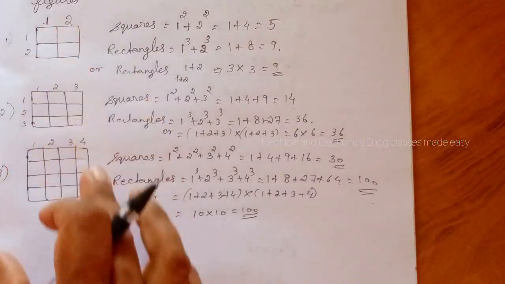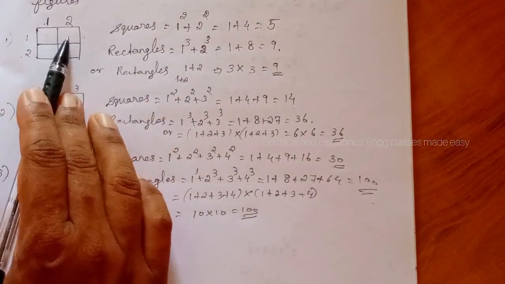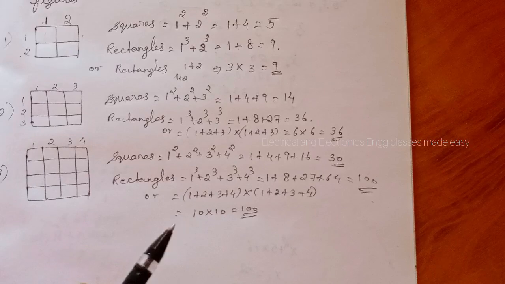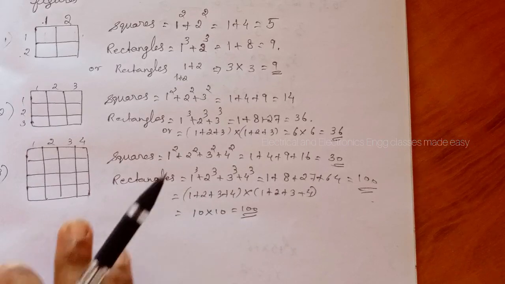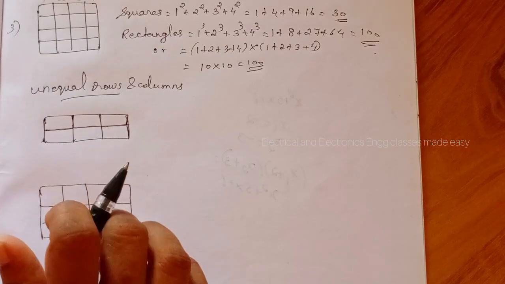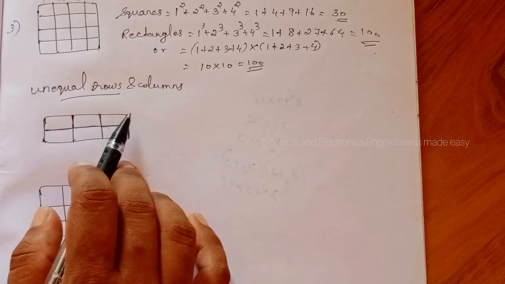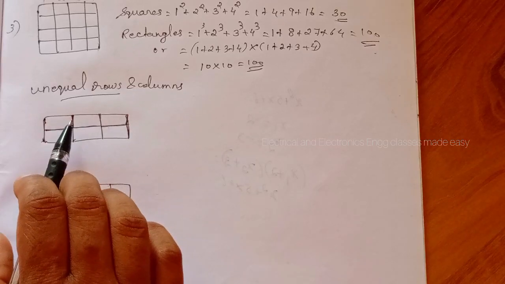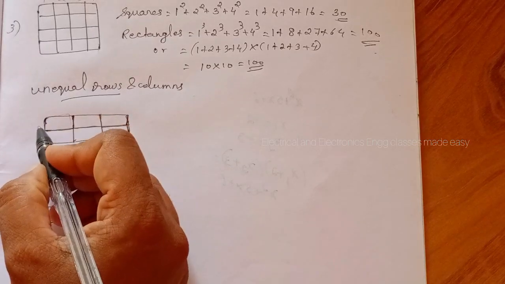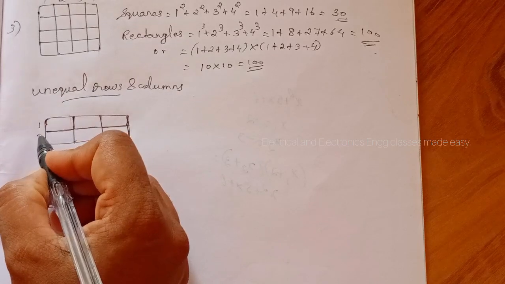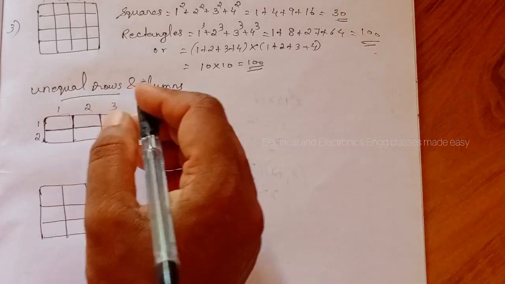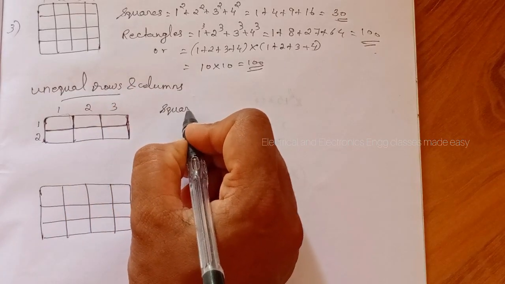So this is the case if the number of rows and columns are equal. If the number of rows and columns are unequal, then how will you find the number of squares and rectangles? In the case of an unequal number of rows and columns, consider this figure. Here there are 2 rows and 3 columns. So how will you find the number of squares here?